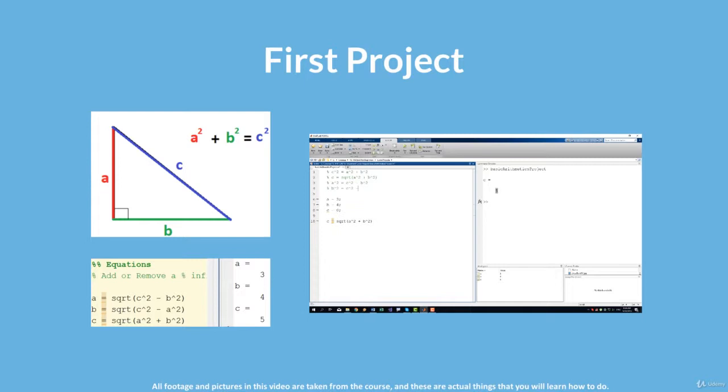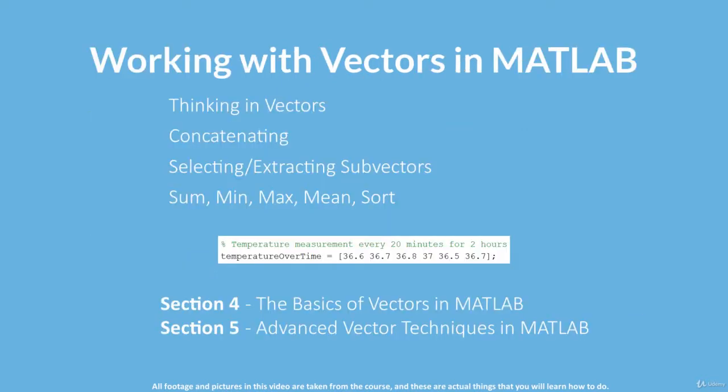The first project that you will have to complete is in the middle of the third section, right after we have covered most of the basics. It's a pretty simple project where we will implement the Pythagorean theorem and use comments to turn on or off parts of code. Right after that, we are diving deep into the waters, starting with vectors. You will learn how to think in vectors and perform a variety of different operations on and with vectors, concatenating vectors, extracting or selecting subvectors, and more.